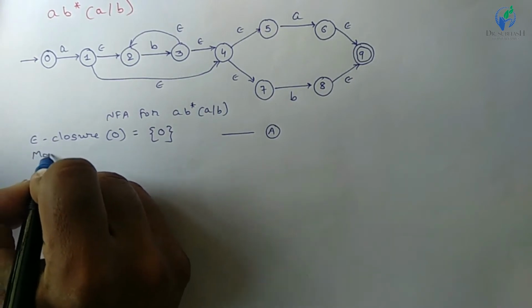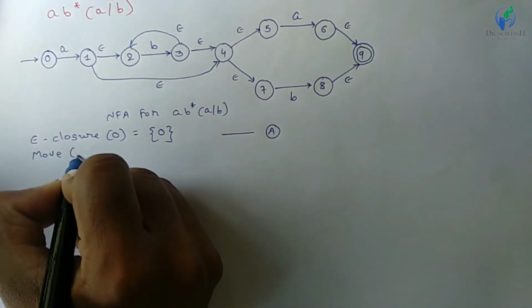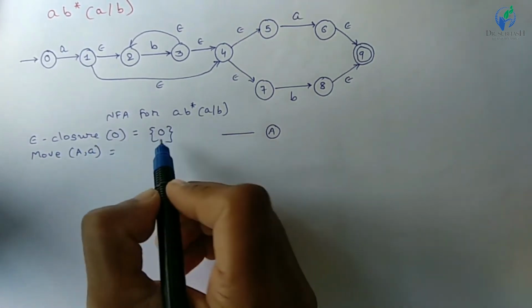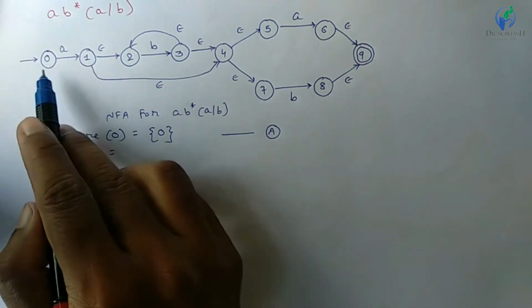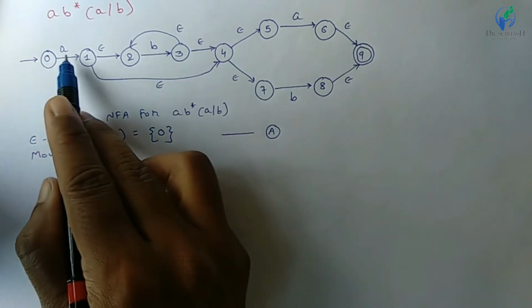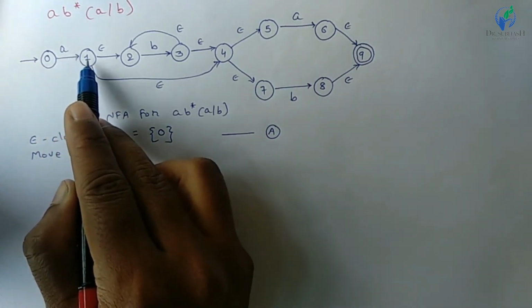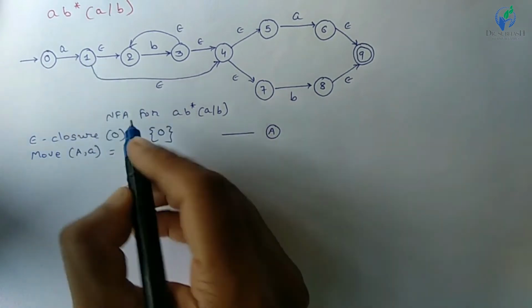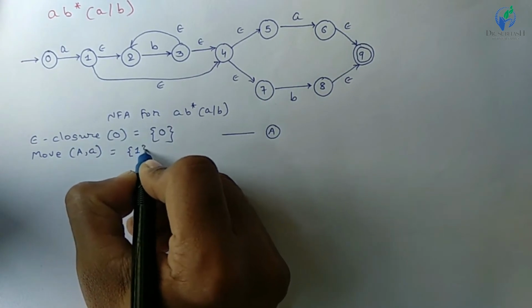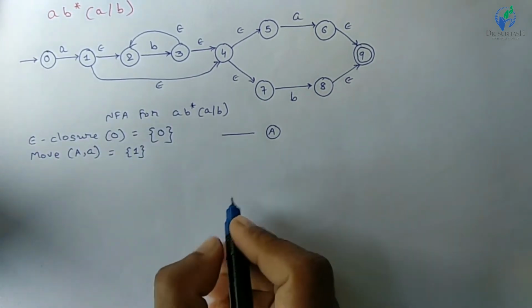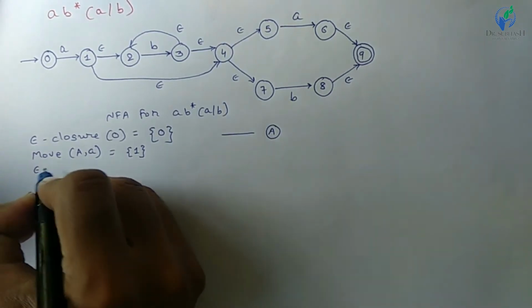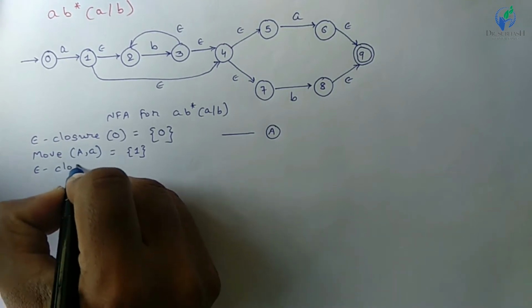Then find move(A, a). A is 0, then find whether a transition from 0 on a is given. Yes, 0 to 1 on a, we reach state 1. So move(A, a) is equal to 1. Next find epsilon closure of move(A, a).